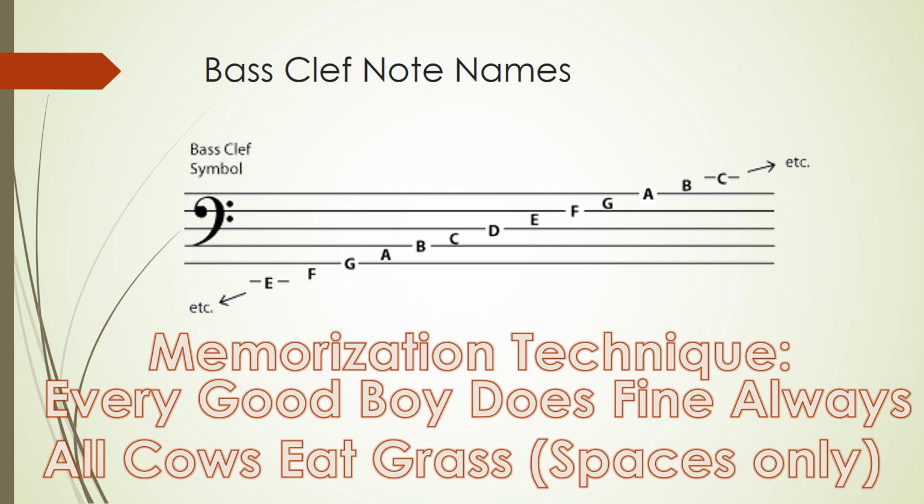The second most common clef is the bass clef. This clef uses different notes than the treble clef, so we use different acronyms to remember the note order. A good acronym to use for the ledger line notes is Every Good Boy Does Fine Always. And then an acronym used to remember the notes within the spaces is All Cows Eat Grass.